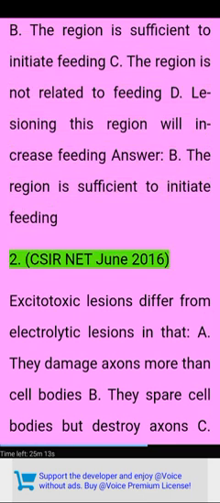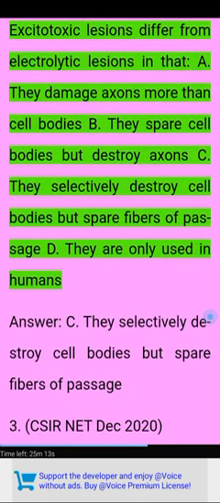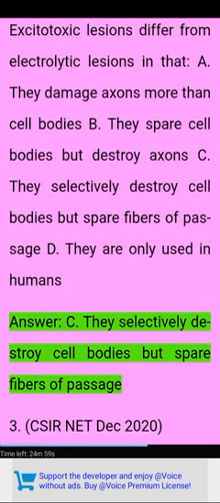2. CSIR NET June 2016. Excitotoxic lesions differ from electrolytic lesions in that: A. They damage axons more than cell bodies. B. They spare cell bodies but destroy axons. C. They selectively destroy cell bodies but spare fibers of passage. D. They are only used in humans. Answer: C. They selectively destroy cell bodies but spare fibers of passage.